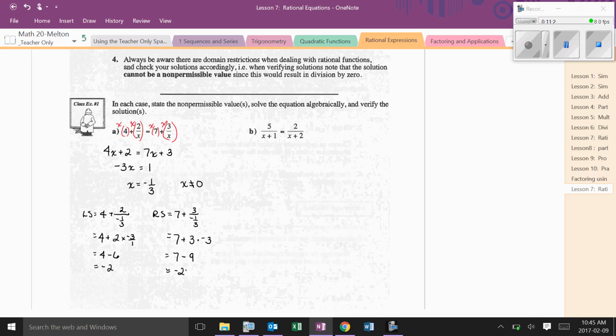Looking at b, so again, to get rid of this denominator, I want to multiply the left side by x plus 1, but if I'm multiplying the left side by x plus 1, then I will also multiply the right side by x plus 1. To get rid of this denominator of x plus 2, I need to multiply the right side by x plus 2, therefore we'll also multiply the left side by x plus 2. So the x plus 1 over x plus 1 cancel on the left, the x plus 2 and x plus 2 cancel on the right. So I'm left simply then with 5 times x plus 2 is equal to 2 times x plus 1. So simply distribute and solve.